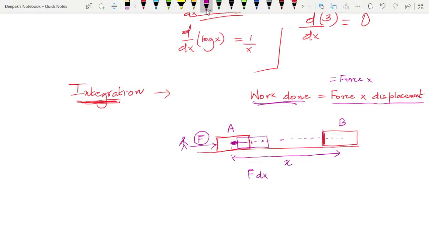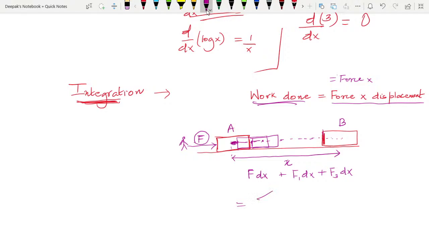Now again, next thing you will do again. So here maybe the force changed. It became F1. Again, let us say you moved by a distance dx. In the same way, F2 dx, F3 dx, right? So that way you will go on adding till you reach B.